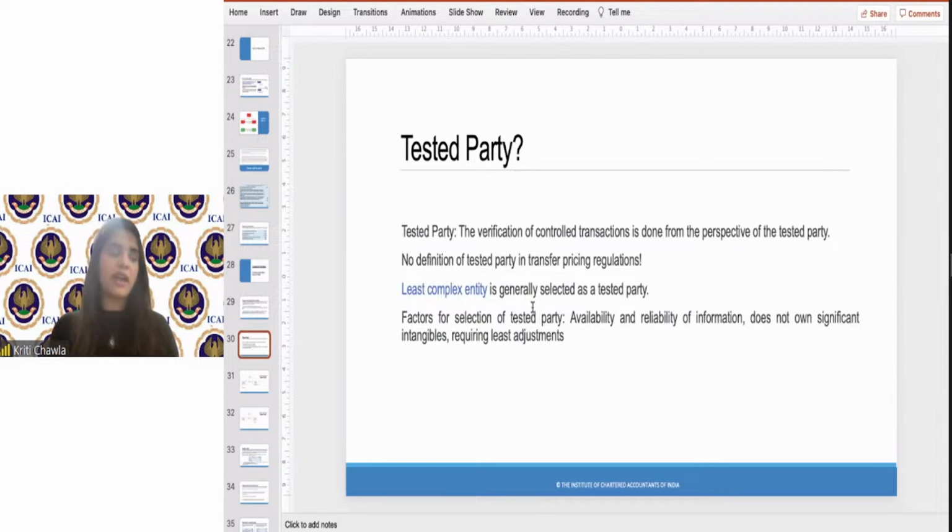So there are a lot of factors available to determine what exactly the tested party is. First is, yes, the reliability of the information. Then they say that the least complex entity should be the one. If you're holding intangibles, obviously you become a very complex entity. So the entity which is not owning significant intangibles is going to become the tested party. So you have to say which entity is going to be the tested party.